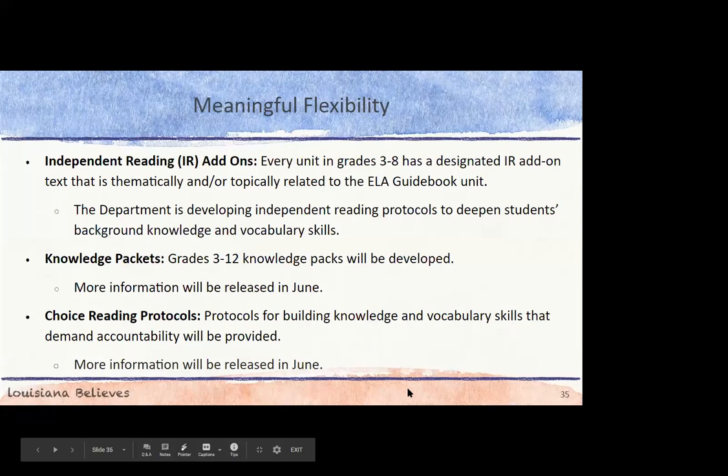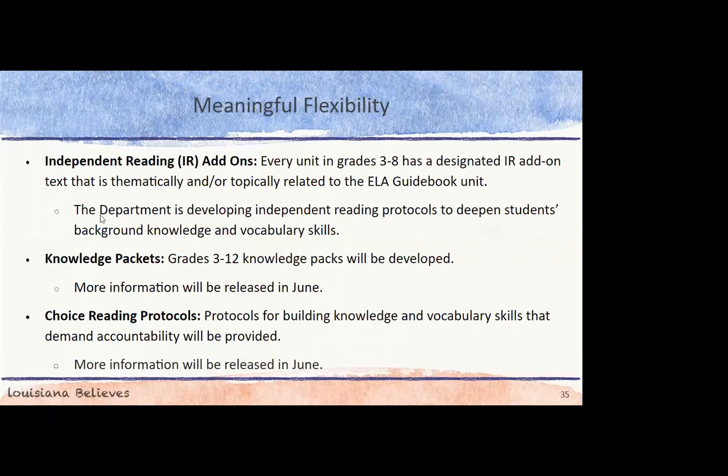Our approach to adding meaningful flexibility was those independent reading add-ons. We saw those on the American Reading Company portal. Those are the texts that were added to the units with the blue reader. Every unit in grades 3 through 8 has a designated add-on text that is thematically or topically related to the guidebook unit. We know that research shows us that while reading is important, reading related text is the best way to build our students' vocabulary and comprehension of a text.